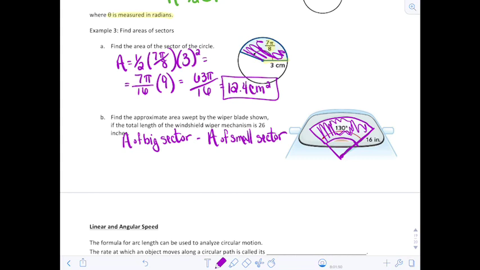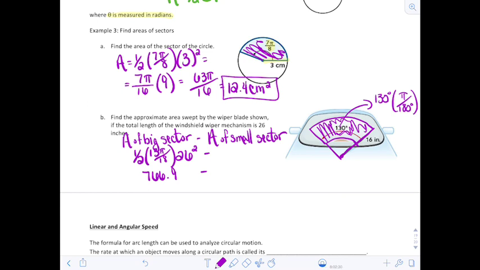So the area of the big sector is going to be 1/2. I have to turn 130 degrees into radians, so I'm going to multiply that by pi over 180. That's going to be 13 pi over 18. So 13 pi over 18, and then the radius of the big sector is all 26. As I do that math, I'm going to get 766.9 for the area of the big sector.